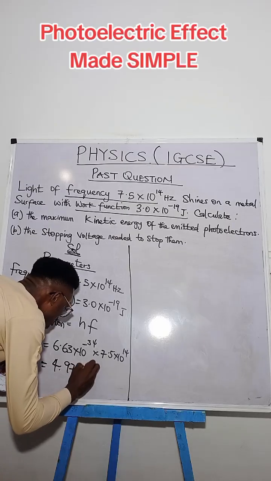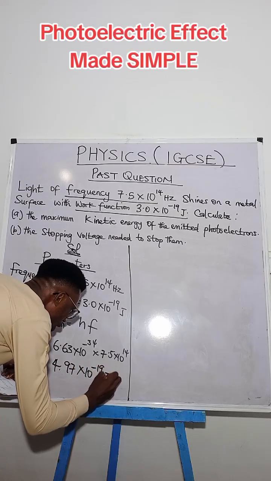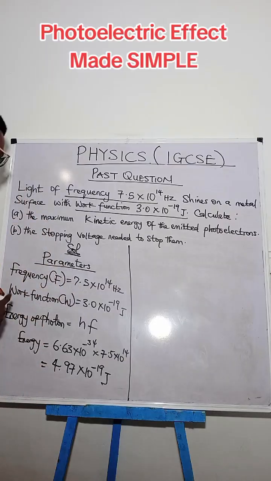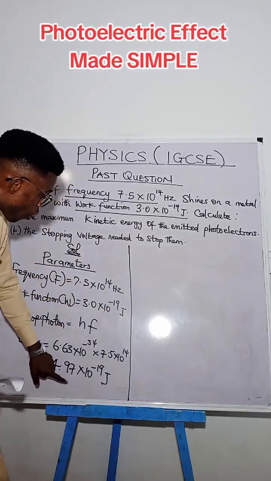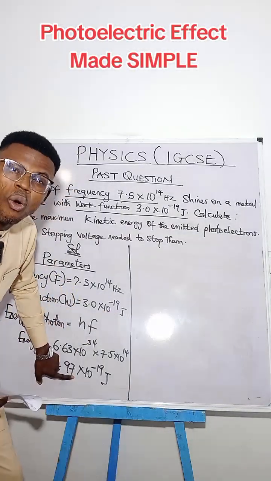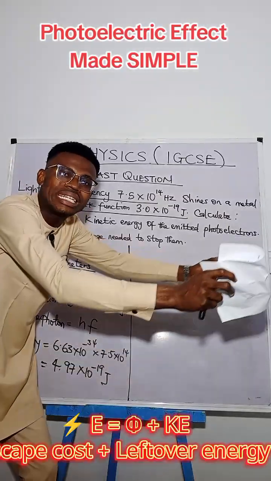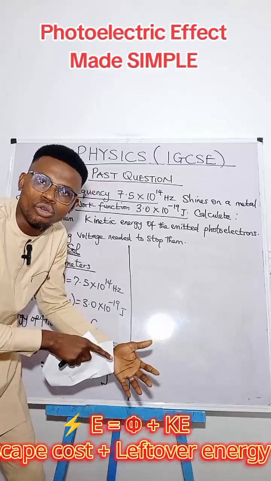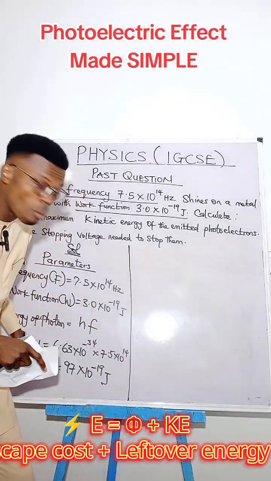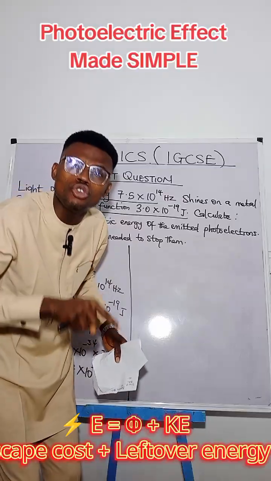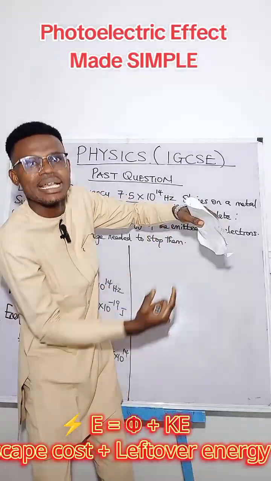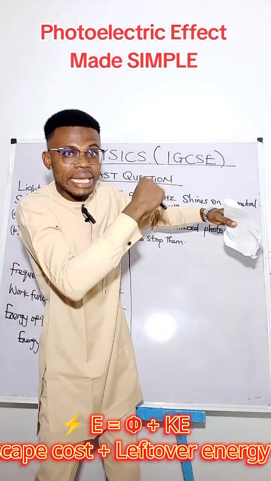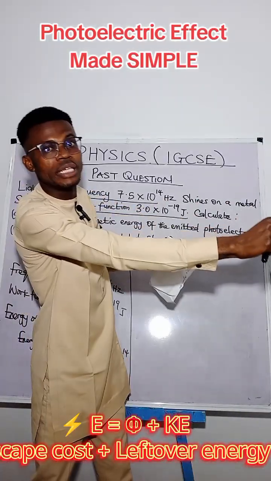4.97 times 10 raised to the power minus 19 joules. So this becomes the energy of the photon. Now, another thing you must know: not all of this energy will be converted to the speed or the kinetic energy of the electrons. Some of this energy will first be used to free the electrons from the metal. And then what is left will now be the speed of the electrons.